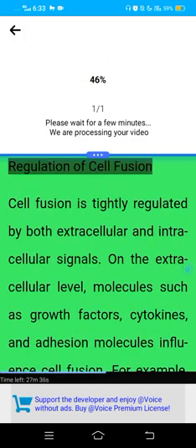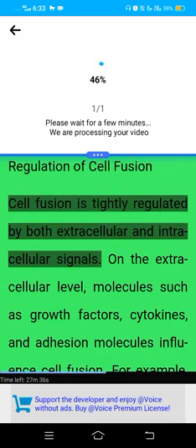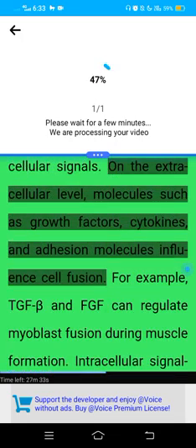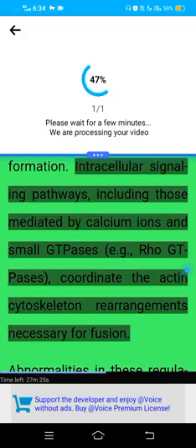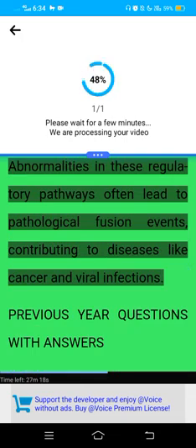Regulation of cell fusion. Cell fusion is tightly regulated by both extracellular and intracellular signals. On the extracellular level, molecules such as growth factors, cytokines, and adhesion molecules influence cell fusion. For example, TGF-beta and FGF can regulate myoblast fusion during muscle formation. Intracellular signaling pathways, including those mediated by calcium ions and small GTPases, e.g., Rho GTPases, coordinate the actin cytoskeleton rearrangements necessary for fusion. Abnormalities in these regulatory pathways often lead to pathological fusion events, contributing to diseases like cancer and viral infections.